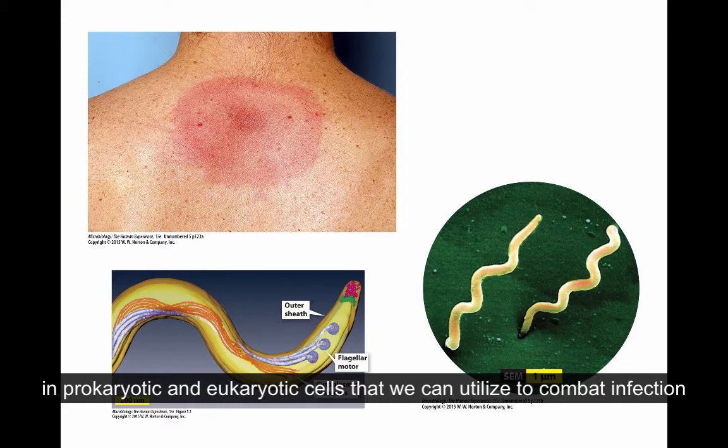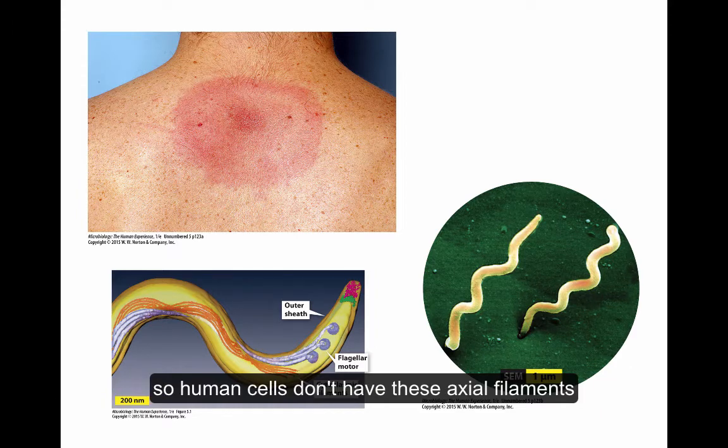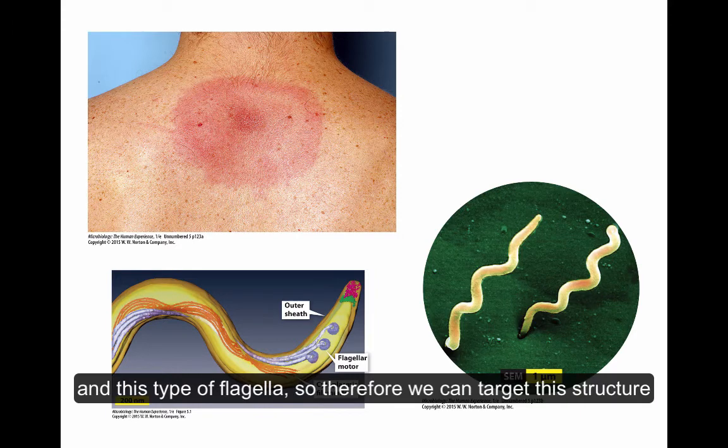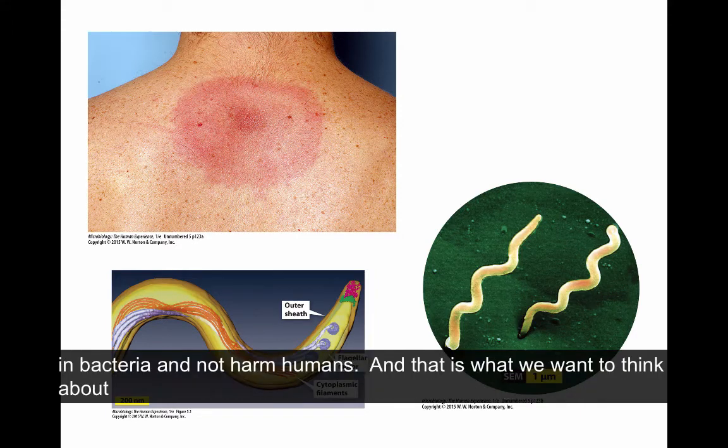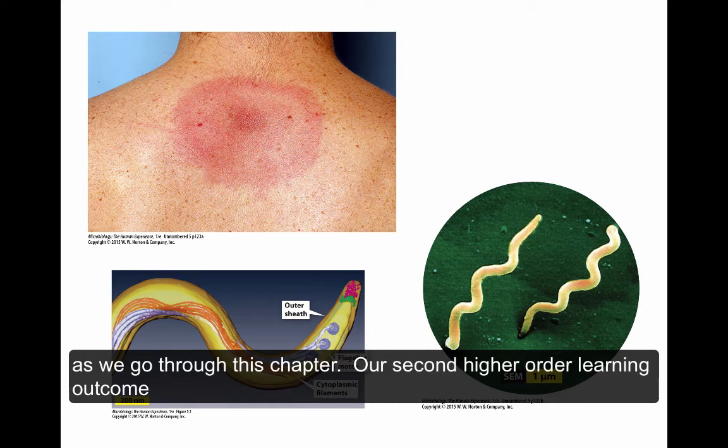Now, the higher order learning outcomes for Chapter 5 include identifying those key differences in prokaryotic and eukaryotic cells that we can utilize to combat infection. So human cells don't have these axial filaments and this type of flagella, and so therefore we could target this structure in bacteria and not harm humans. And that's kind of what we want to think about as we go through this chapter.